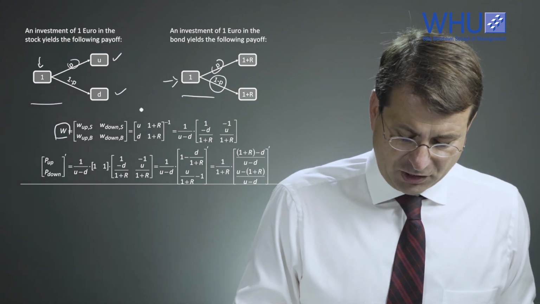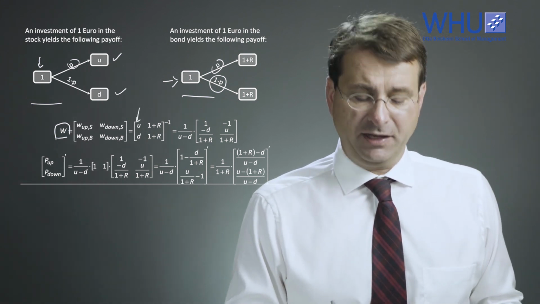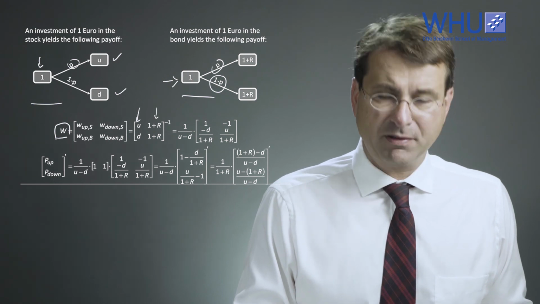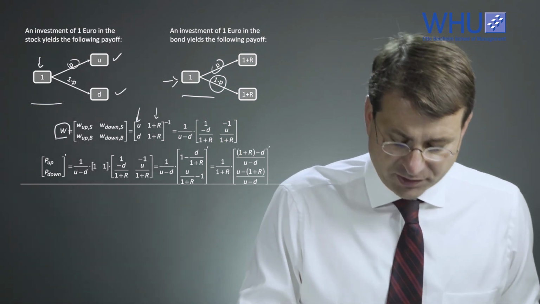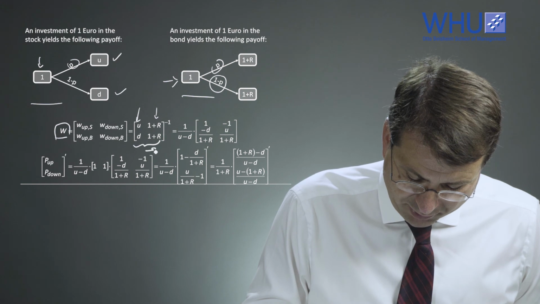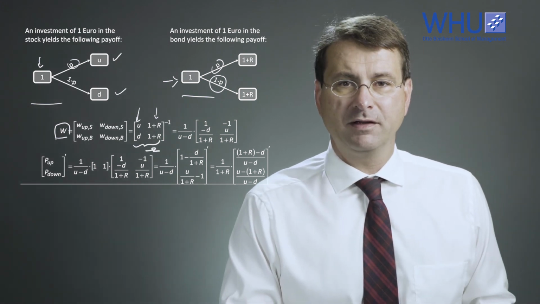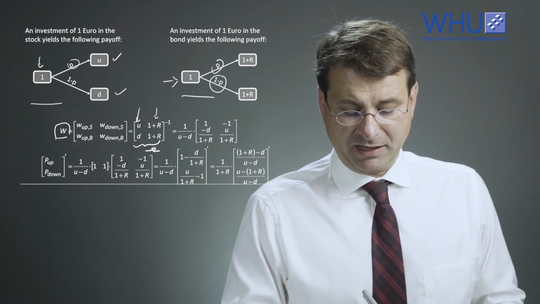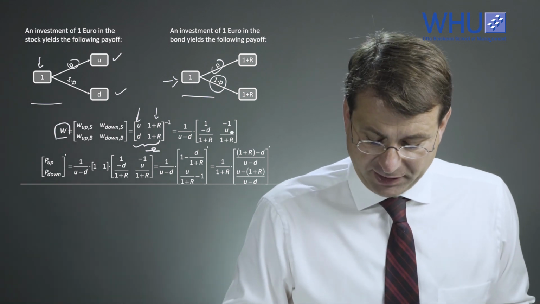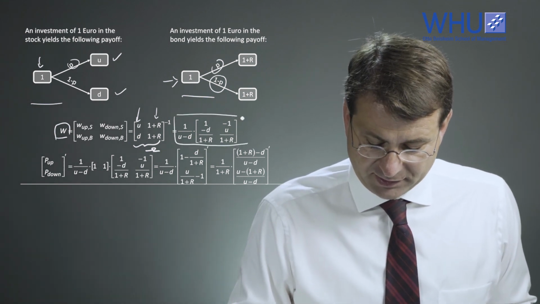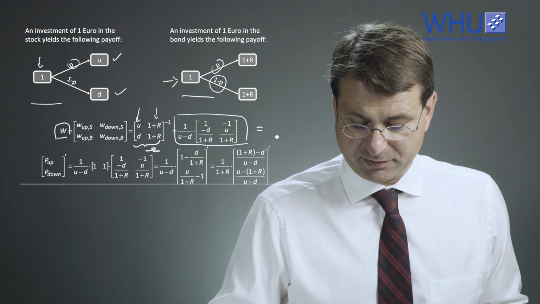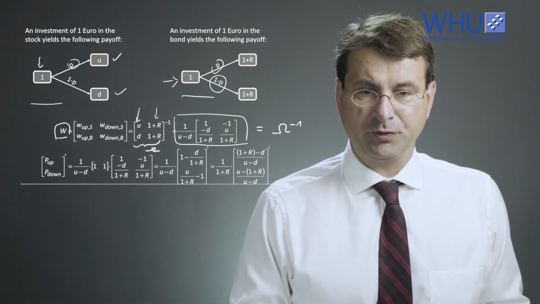So in the case of the stock, we have U and D in the two states. In the case of the bond, we have 1 plus R in the two states. So in other words, this is our payoff matrix omega. If we invert the omega matrix, then we obtain this. This is the inverted omega matrix. In other words, this is omega to the minus 1.